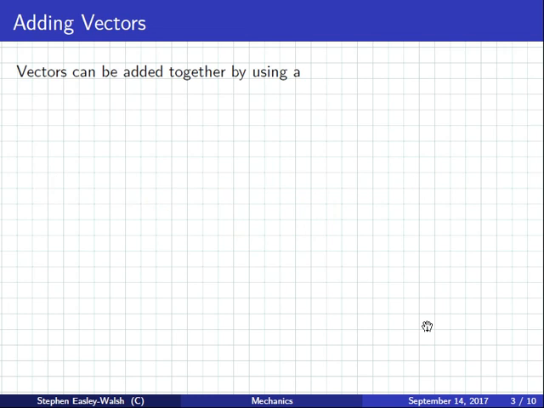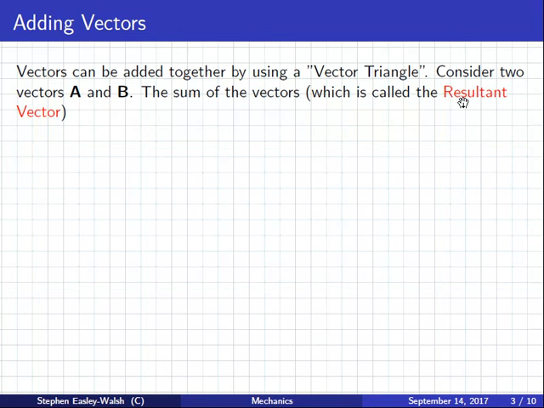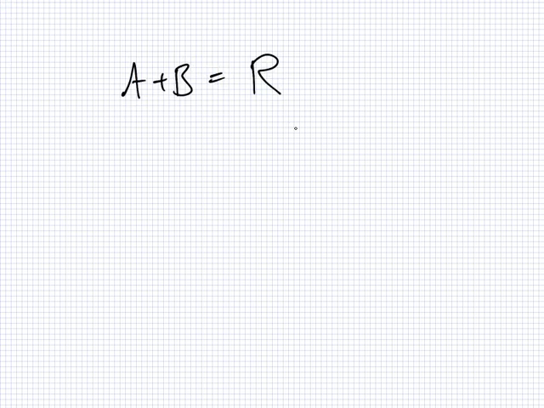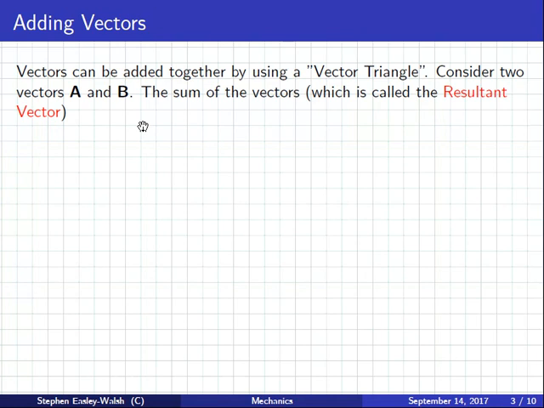So vectors can be added together by using what we call a vector triangle. So let's say we have two vectors, A and B, and we want to work out, to calculate the sum of the vectors, which we call the resultant vector. So you want to note that word. If you add two vectors together to get an answer, this is called the resultant vector, because it's the result. So please note this word, resultant vector.